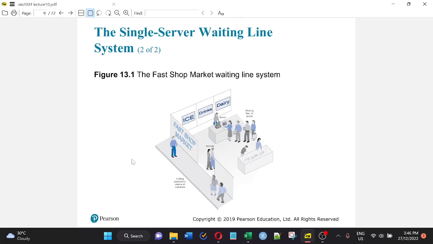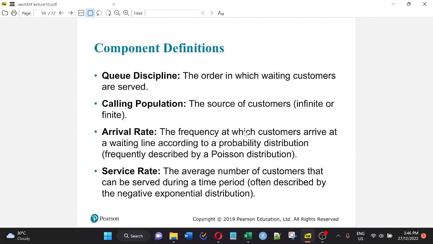Imagine this is like showing some pictures. This is like customers arriving at the fast shop market, forming one line, and there's only one server. Customers keep arriving, and those who have already chosen something form a line to be served. Now let's talk about the definition of each of these components.